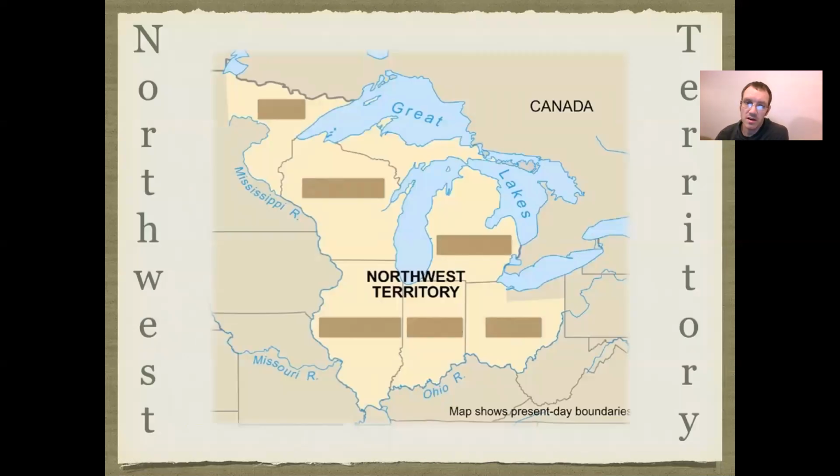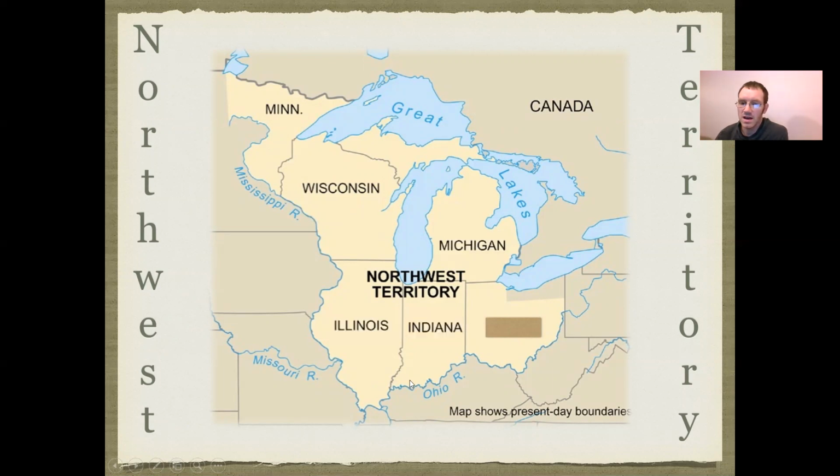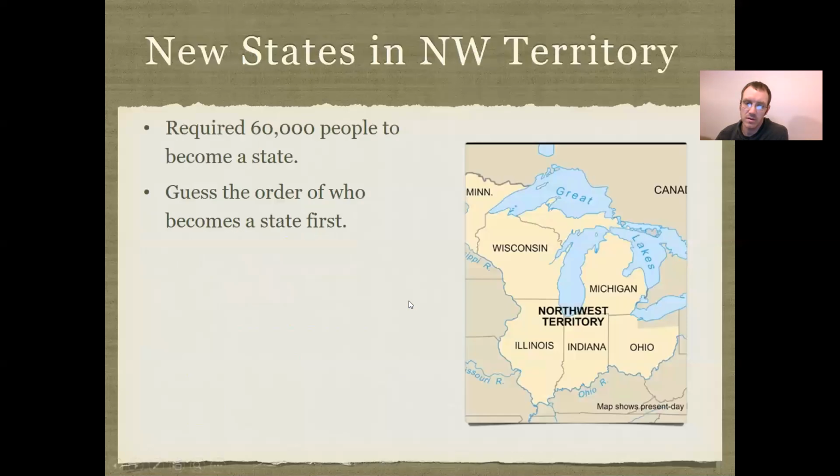So the Northwest Territory had the following areas. Up here it had Minnesota. See if you can get these right, hopefully so. Next we have Wisconsin, Michigan. What's next? Illinois, Indiana, and Ohio. So those are the areas that made up the Northwest Territory.